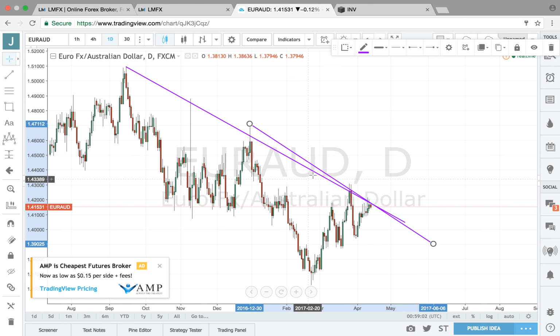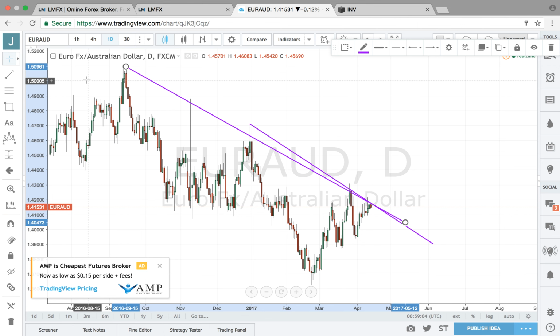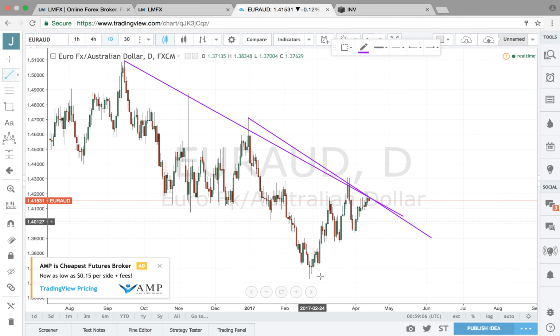So I see that downtrend also. Market's basically in this little wedge formation, you could say. So we're looking for the breakout.